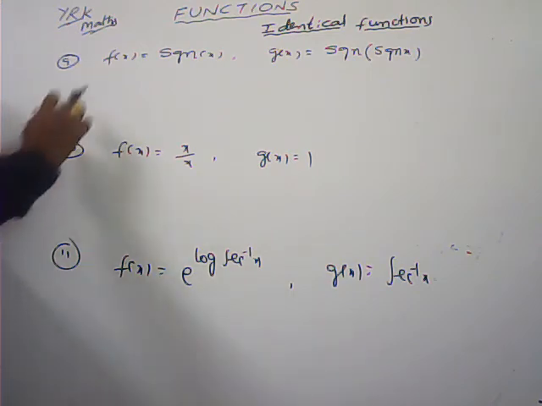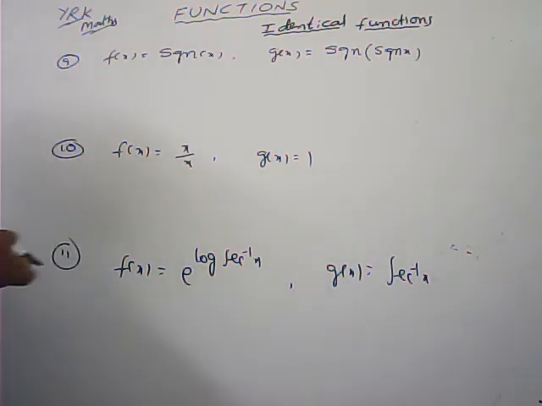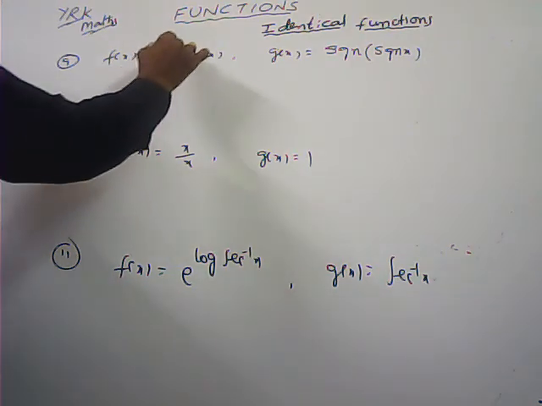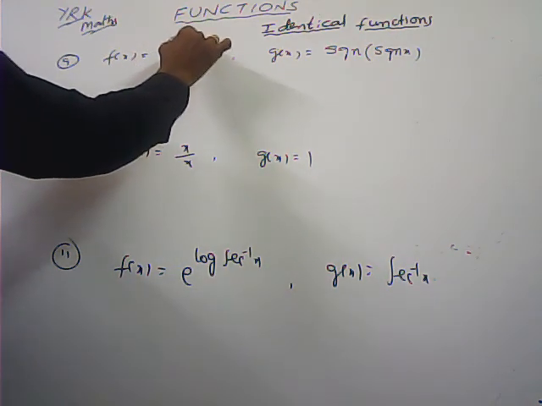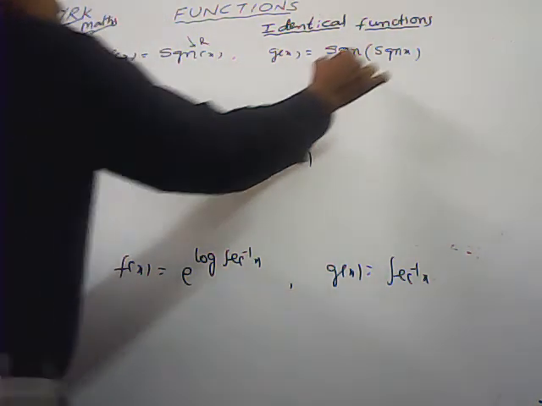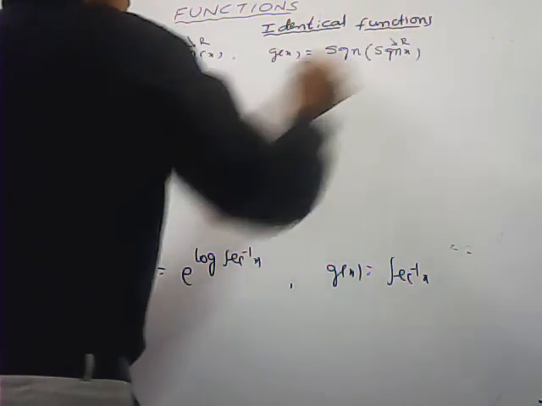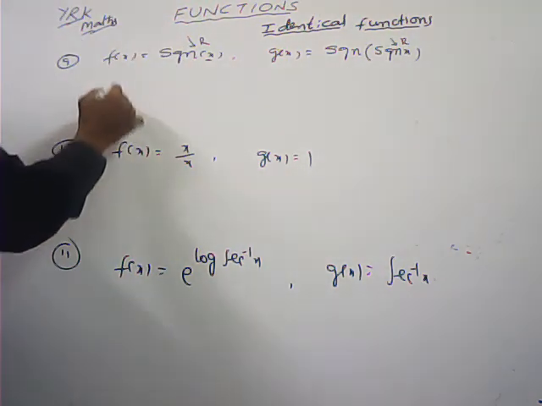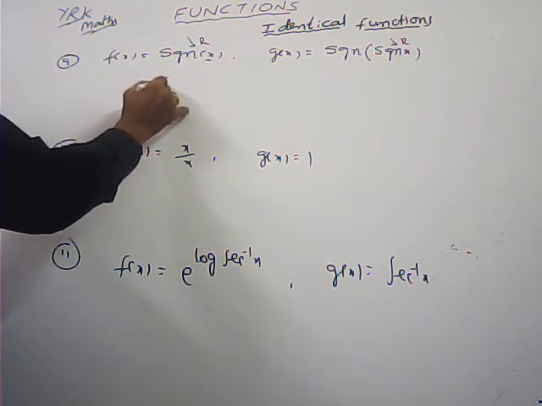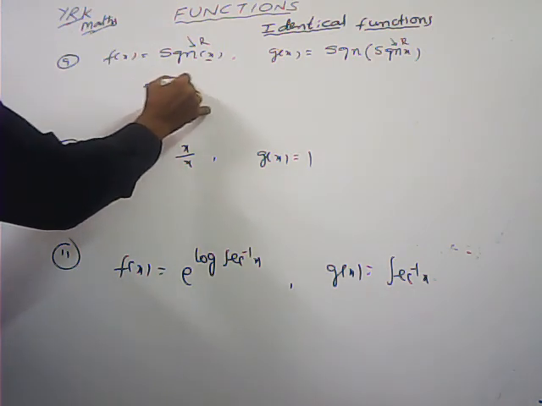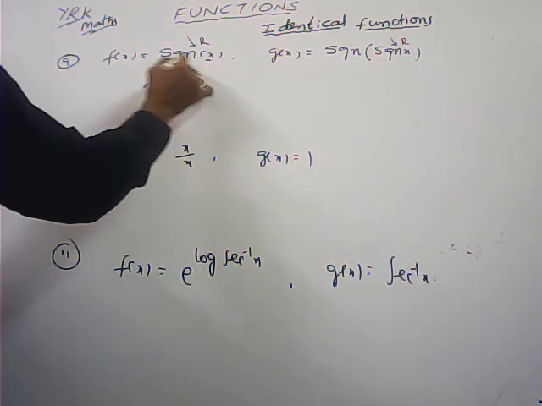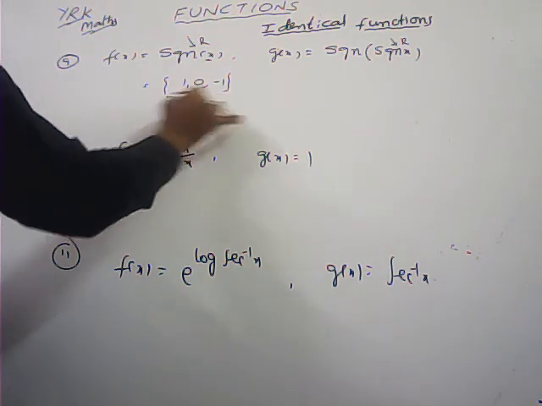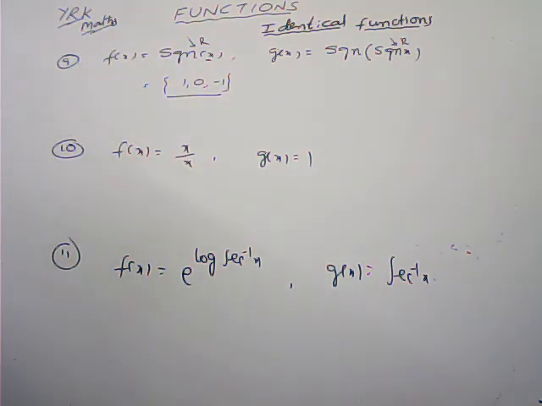Next one more. f of x equals signum of x, g of x equals signum of signum of x. Here what is the domain? Here this one exists for every real value. Here also this one exists for every real value. Real values means positive are there, negative are there, 0 also there. So what will you get here? By taking the positive values we get 1, by taking 0, 0, by taking the negative values minus 1. This is the range we are getting. Domain R, range minus 1, 0, 1.